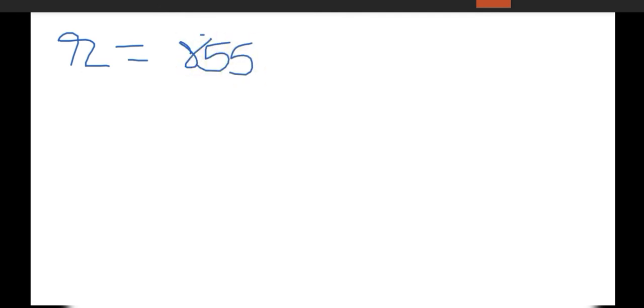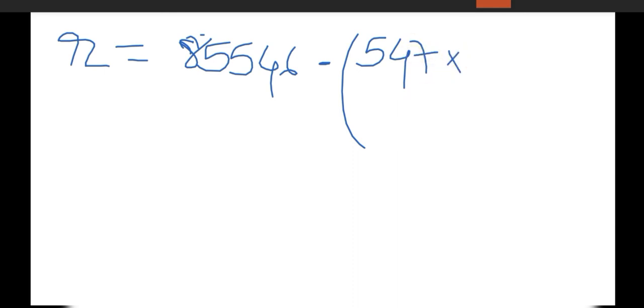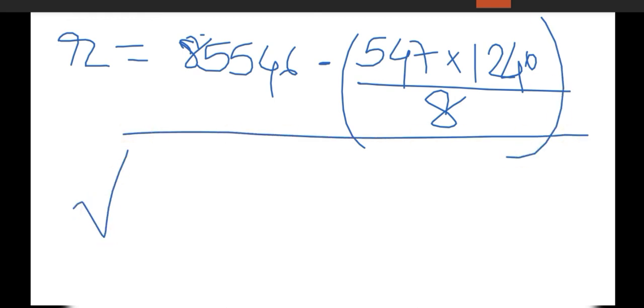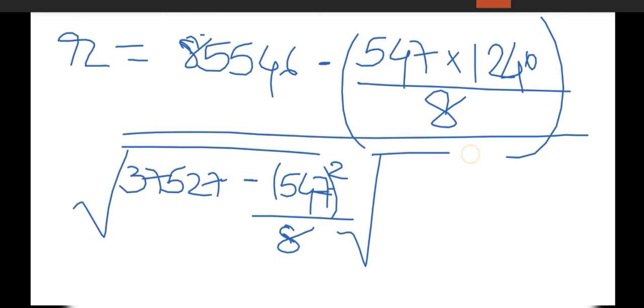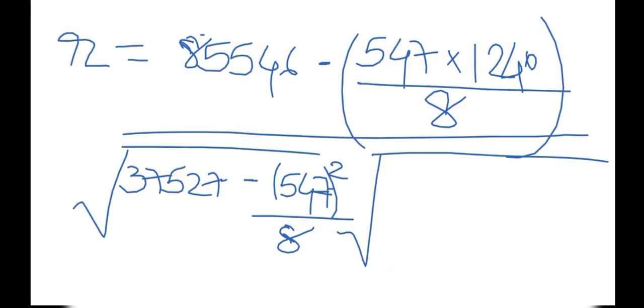So here we get r is equal to 85546 minus 547 into 1240 divided by 8, whole divided by square root of 37527 minus 547 square divided by 8, into square root of sigma y square, which is 197840.